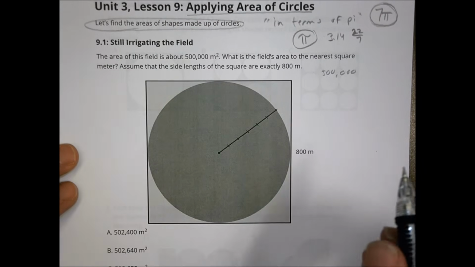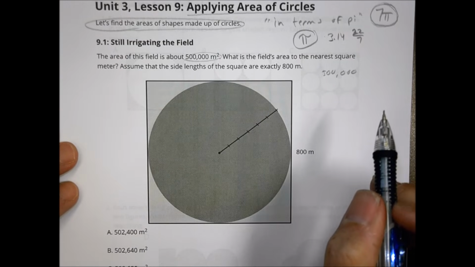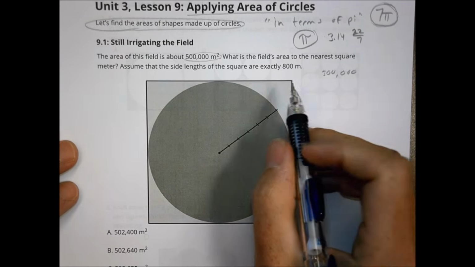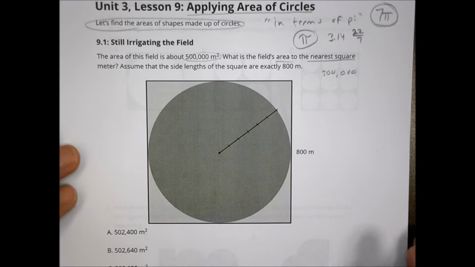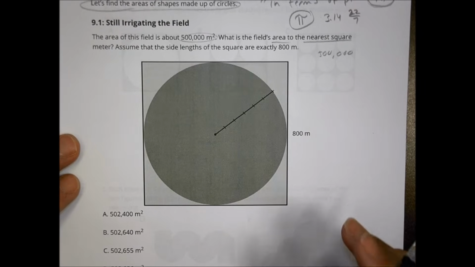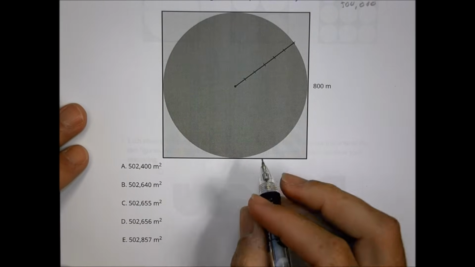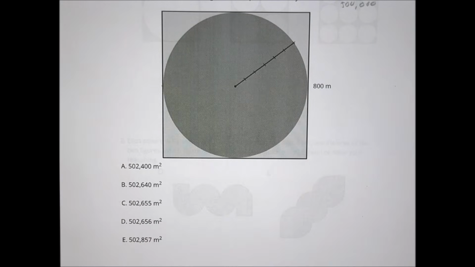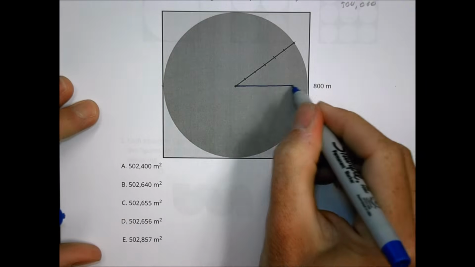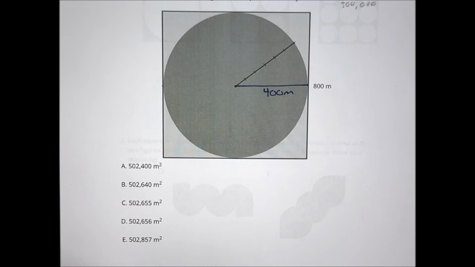So here we are again, still irrigating the field, and we know it's somewhere around 500,000 meters squared. What's the field's area to the nearest square meter? Assume that the side lengths of the square are exactly 800. To find the area to the nearest square meter, we have to do a little more math here. It depends on what value you use for pi. The distance across the entire thing is 800, so half of that, my radius, would be 400 meters. That becomes my radius value.